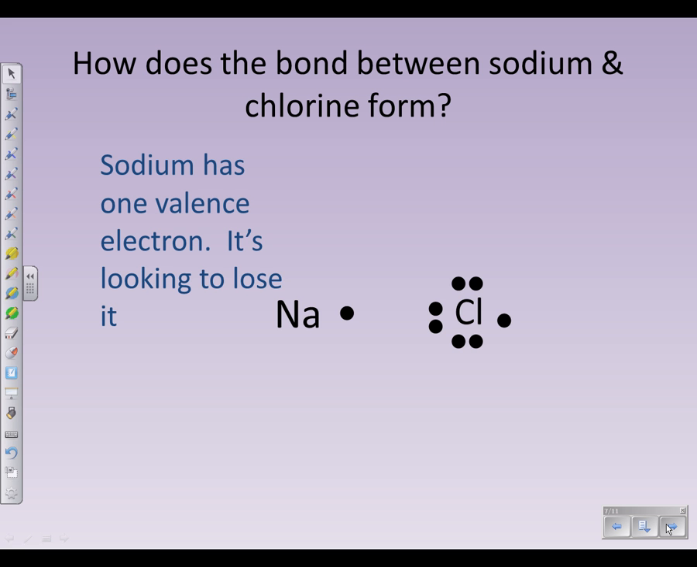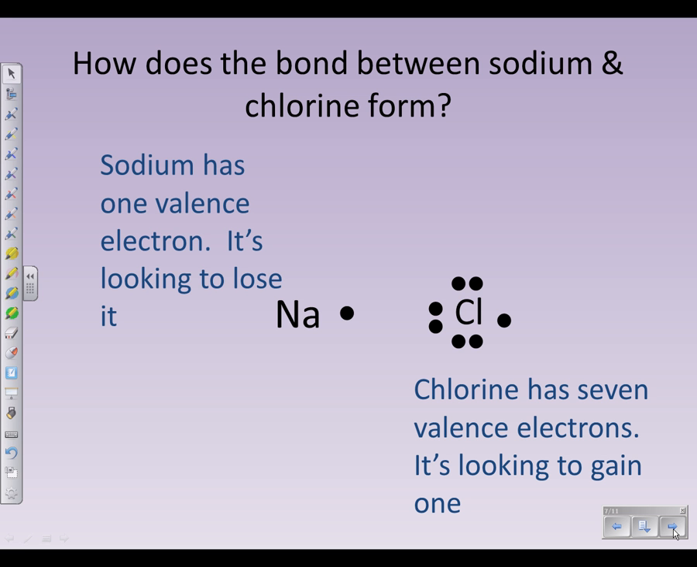Chlorine has how many valence electrons? 7. What is it looking to do? Gain 1. Right? So Roman numeral 4, letter B. Chlorine has 7 valence electrons. It's looking to gain 1. So it stands to reason what's going to happen here. Well, what is sodium looking to do? Get rid of that electron. What's chlorine looking to do? Are you ready? Take it.